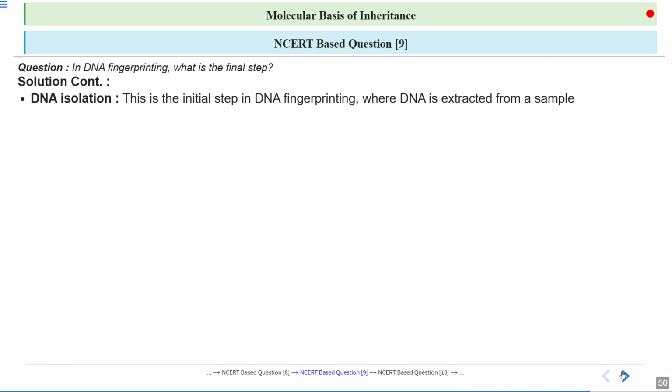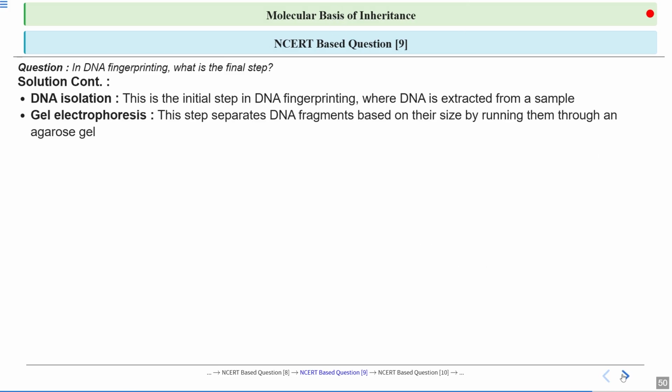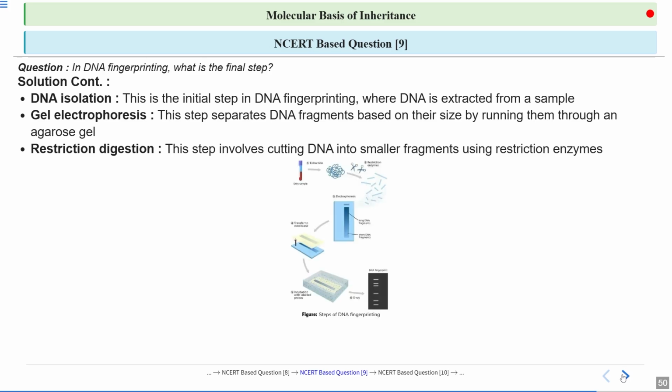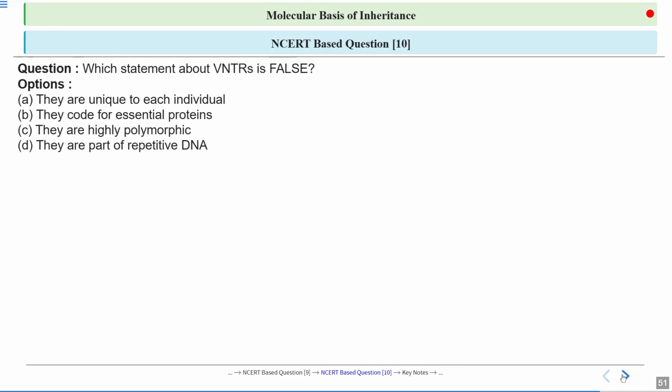Whereas DNA isolation is the initial step in DNA fingerprinting, where the DNA is extracted from the sample. Then gel electrophoresis, this step separates DNA fragments based on their size by running them across a gel. Then we will talk about restriction digestion. This is a step in which the DNA is cut into different fragments using restriction endonucleases.